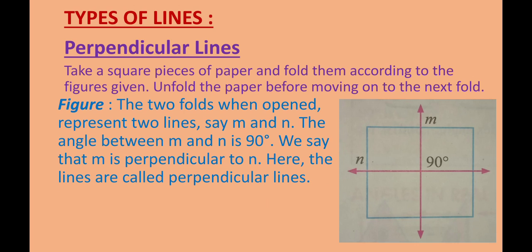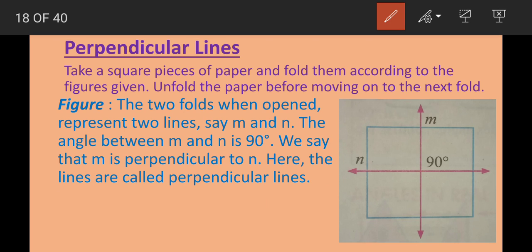So the two folds, when opened, represent two lines. One is line M and another one is line N. They intersect at the middle of the paper, and here the angle is 90 degrees. As we have already discussed, 90 degrees means a right angle.